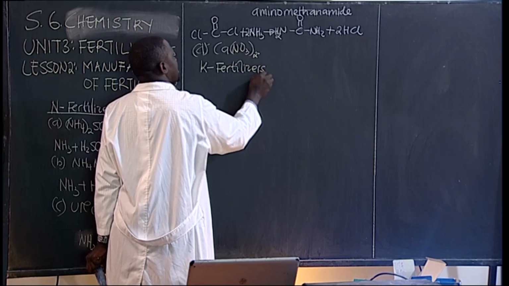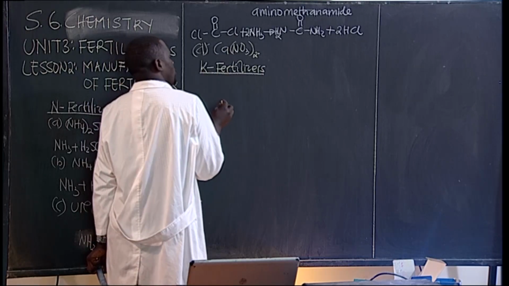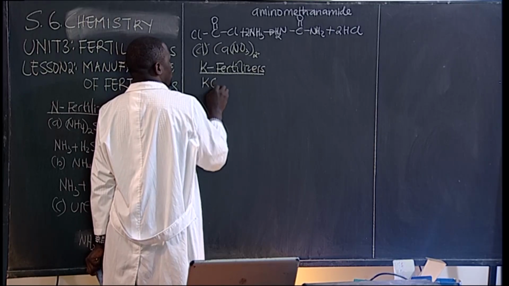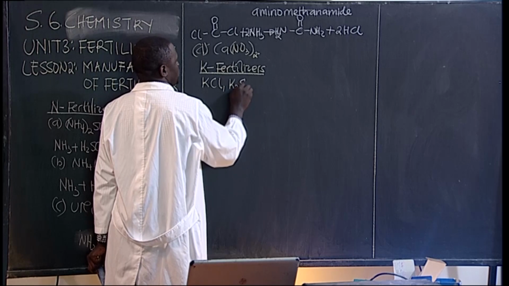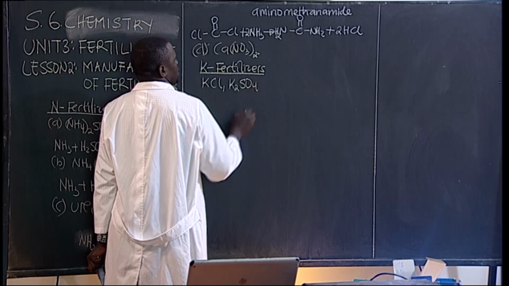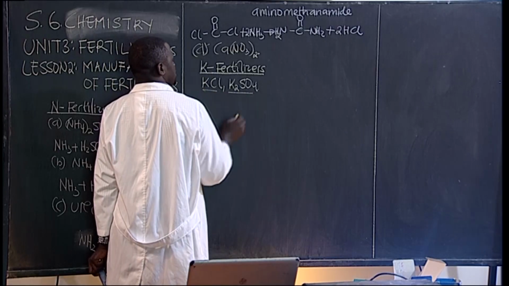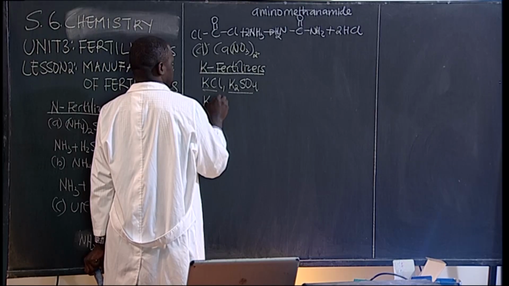The K fertilizers are normally those fertilizers containing potassium. So we have an example of potassium what? Chloride and the potassium what? Sulfate. Potassium chloride and potassium sulfate. So if you have this, they can act as fertilizers.